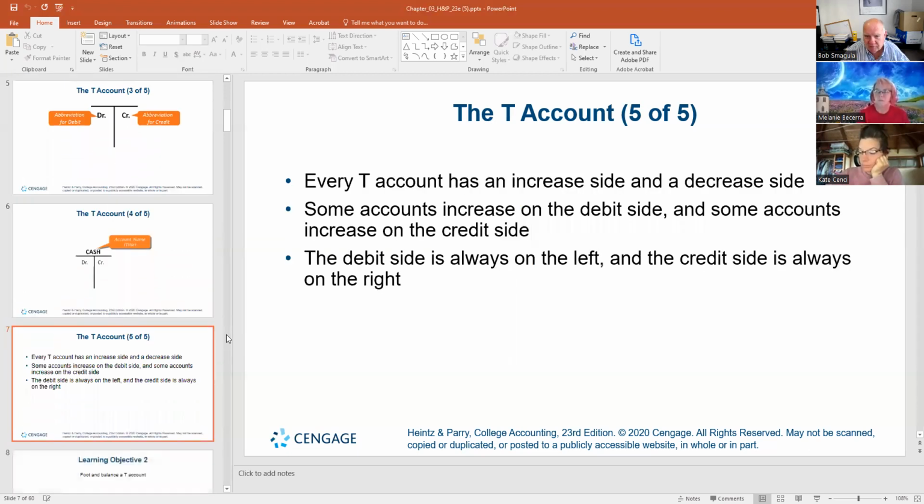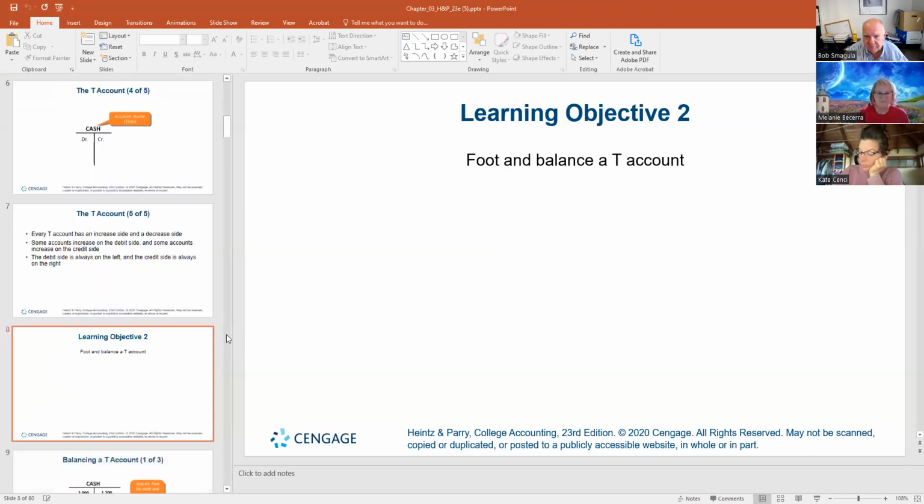So let's see what we have here. Every T account has an increase or decrease side. Some accounts increase on the debit side and some increase on the credit side to confuse us, okay? The debit side is always on the left. The credit side is on the right. All right, so let's get that under our belts here. Debit on the left, credits on the right. And so let's look at a T account with a few numbers in them.